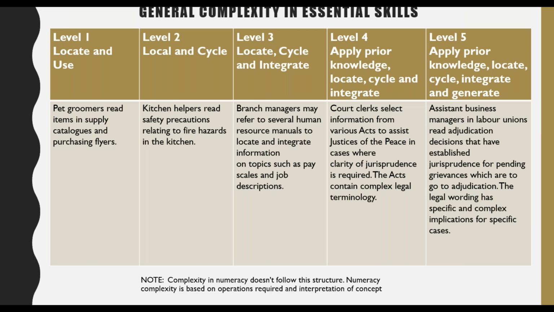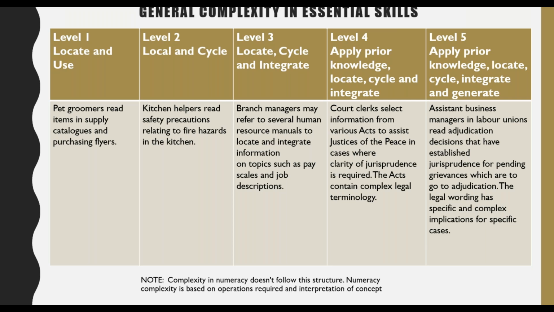So generally speaking, at level 1, somebody is locating and using information. As an example, a pet groomer might read items in a supply catalog or a purchasing flyer. At level 2, you're locating and cycling information. So kitchen helpers might read precautions relating to fire hazards in the kitchen. By level 3, you're not just locating and cycling, but you're also integrating that information. In this example, branch managers may refer to several human resource manuals to locate and integrate information on a topic like a pay scale or a job description.